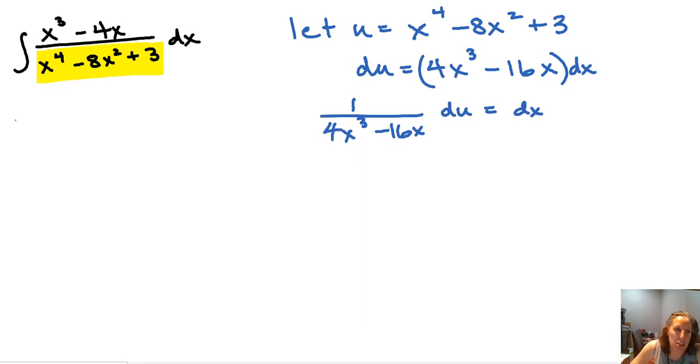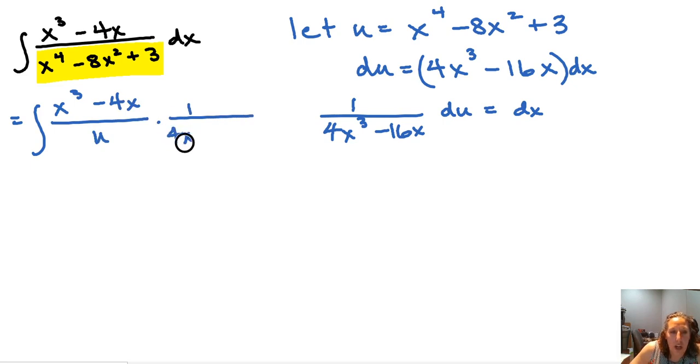So we're ready to substitute in. Our numerator, we haven't done anything with it just yet, and so we'll leave it alone. Our denominator is what we called u. Our dx is equal to 1 over 4x cubed minus 16x du.